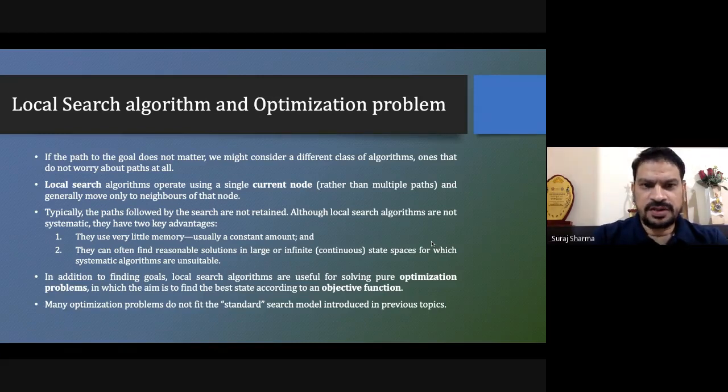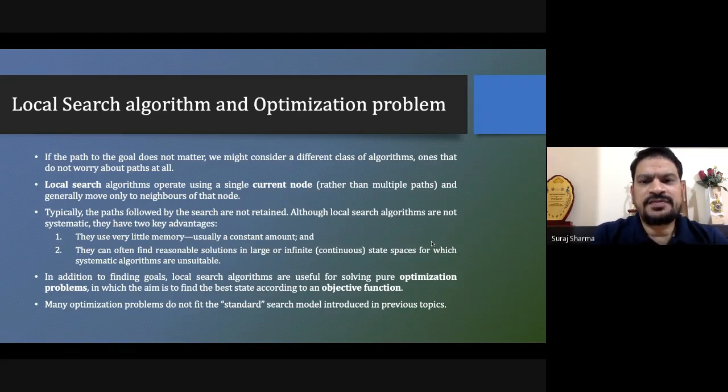Now let's talk about this type of algorithm. If the path to the goal does not matter, in the local search algorithm and optimization problem, we are trying to reduce the space complexity. When we don't have to store the nodes, let's say if I am not exploring that node, I'll just remove that node from my memory.